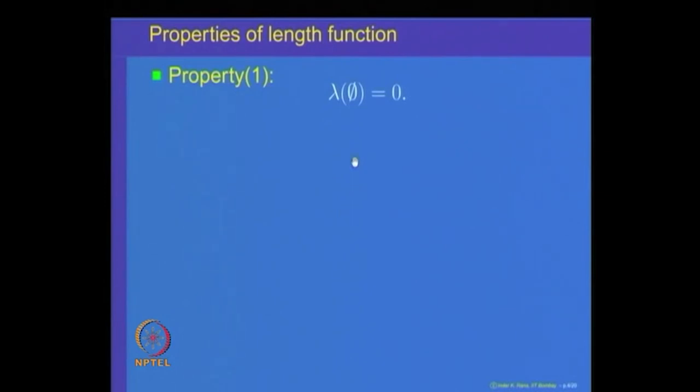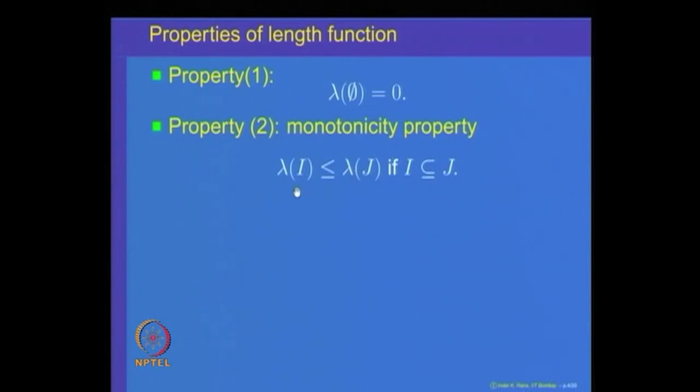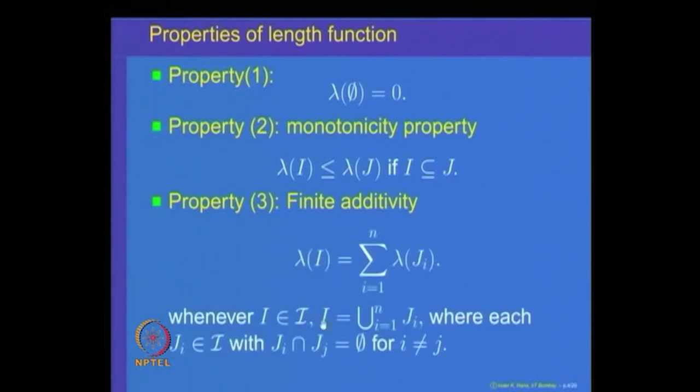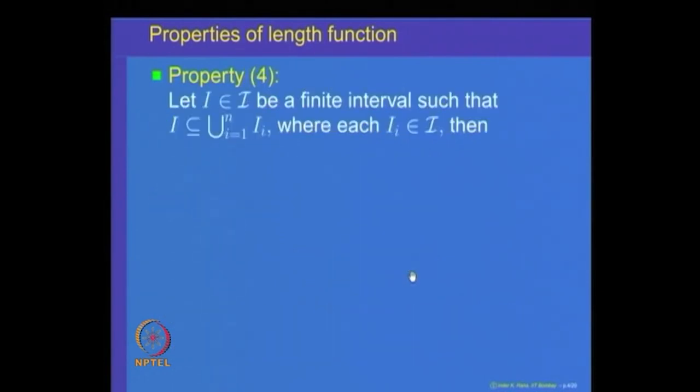We proved the property that the length of the empty set, which is an interval, is 0. Then we proved the monotone property of the length function, namely length of I is less than or equal to length of J if I is an interval which is inside the interval J. And then we proved the finite additivity property, namely if an interval I can be written as a finite disjoint union of intervals J i, i equal to 1 to n, then the length of the interval I is the same as the summation of lengths of the individual intervals.